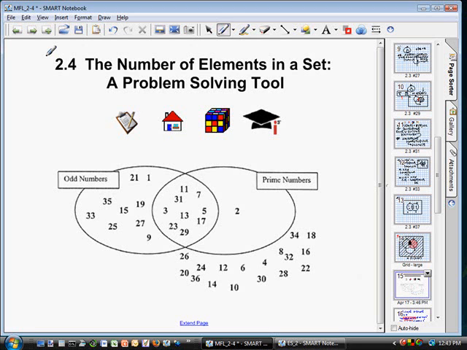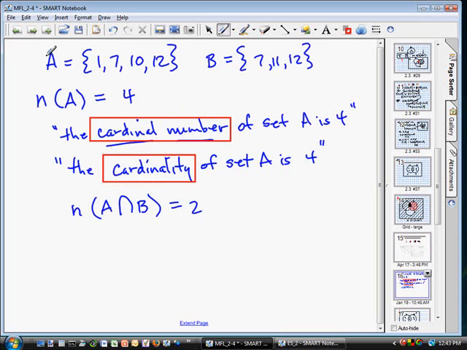Anyway, I need to introduce a term to you today. It's called a cardinal number. I don't know if you've ever heard that before, but a cardinal number is, I guess you could call it, the count.